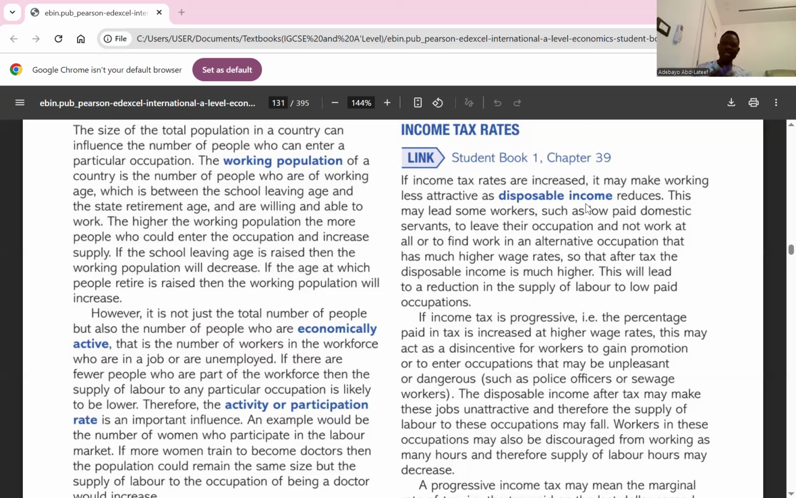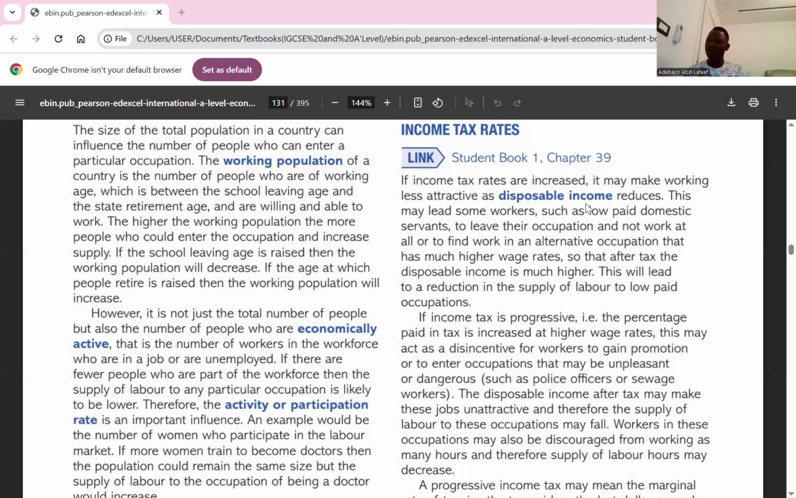Is it clear? Then another one is progressive tax. When we talk about progressive tax, these are taxes charged on high income earners. So if progressive tax increases, or if there's progressive tax, the supply of labor for such occupations would reduce, shifting the supply curve leftward. So an increase in income tax, a progressive tax, will shift the supply of labor to the left. Is it clear? Any question about income tax and progressive tax? No, good.